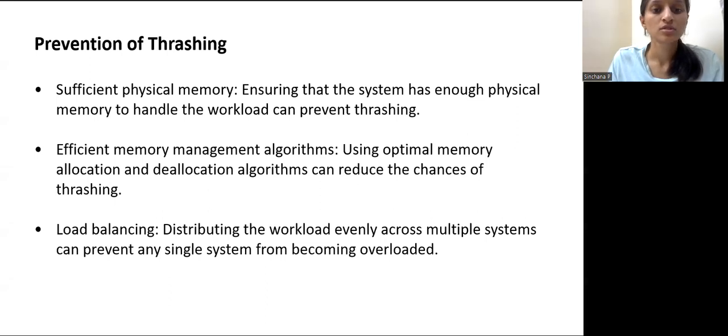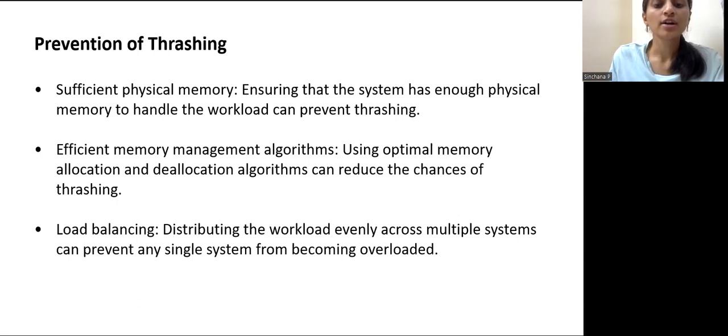Prevention of thrashing. Sufficient physical memory: ensuring that the system has enough physical memory to handle the workload can prevent thrashing. Efficient memory management algorithms: using optimal memory allocation and deallocation algorithms can reduce the chances of thrashing. Load balancing: distributing the workload evenly across multiple systems can prevent any single system from becoming overloaded.